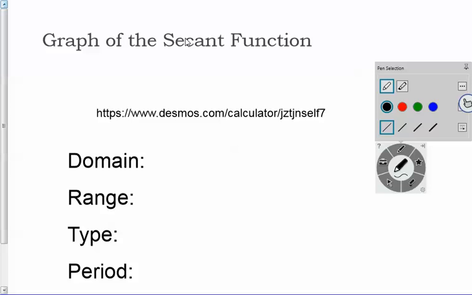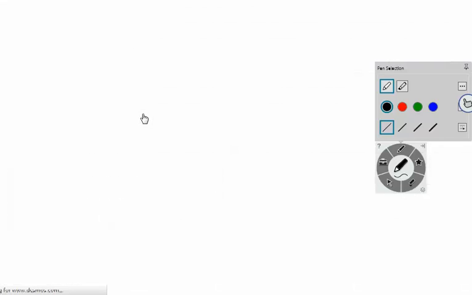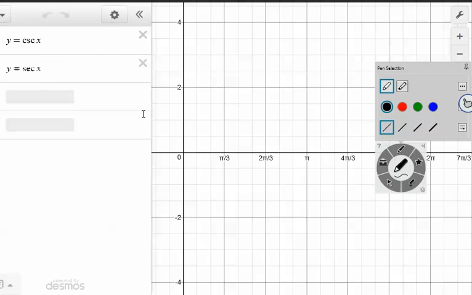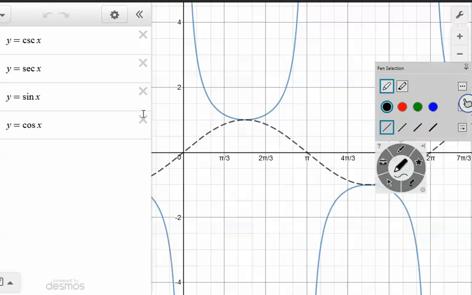Okay, so in this video we're going to look at the reciprocal functions secant, cosecant, and cotangent, and we're going to be thinking about their domain, range, type, all that stuff. So let's just talk about it. When we go to the Desmos app, I have all of it up here for you.